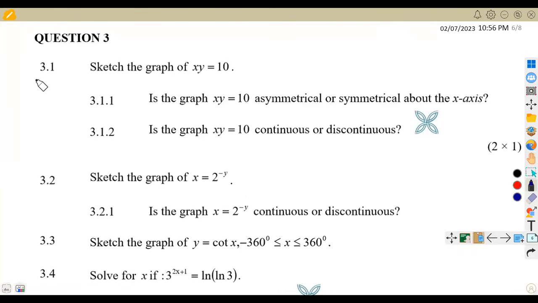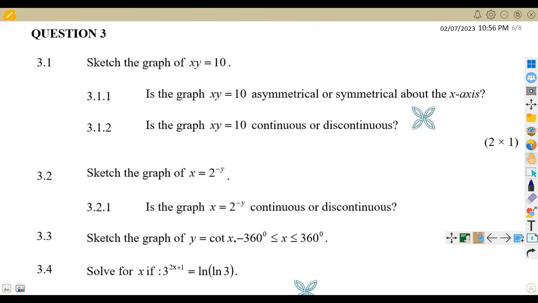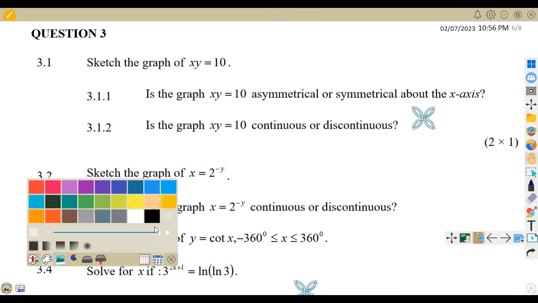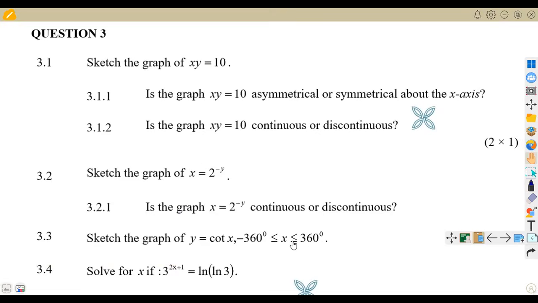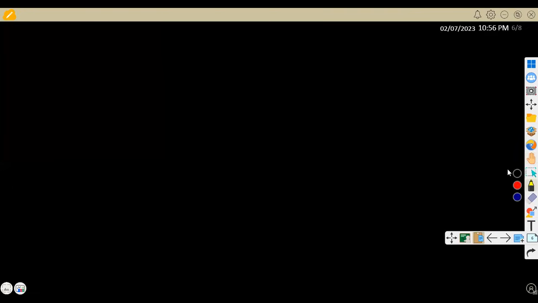So given the first part, to sketch the graph of xy equals 10, just to sketch. On sketching graphs, guys, I always advise you to know the basics from your mathematics N3 revisions. Do not neglect that mathematics N3 concept. Anyways, let us quickly rush through this. That's xy equals 10. So this is question 3.1 where we are given xy equal to 10.